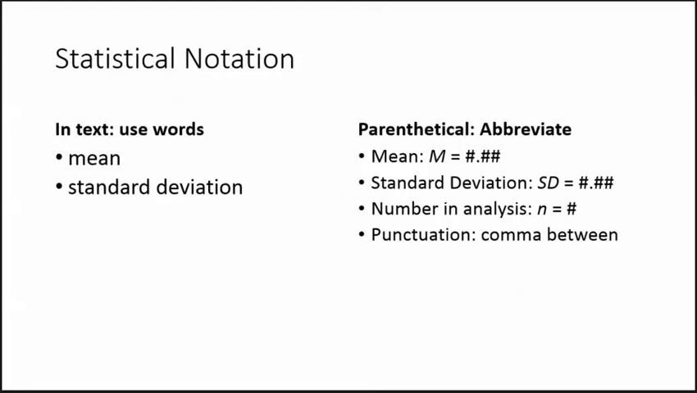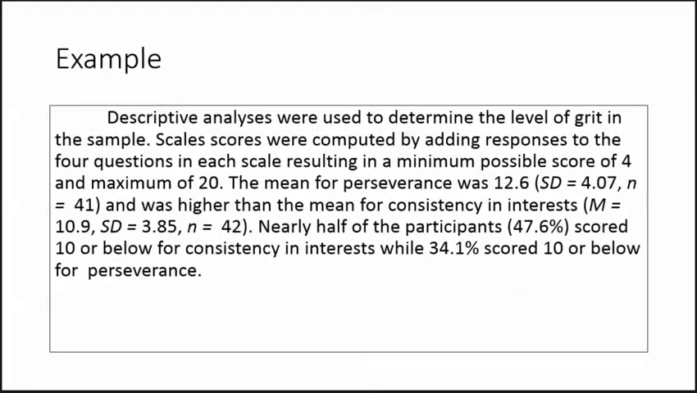In that case, we abbreviate the statistics and italicize the abbreviation. So we use an italicized M for mean and an italicized SD for standard deviation. We typically provide the number of participants in parentheses rather than as part of the text, and we use an italicized N to note that. When we have more than one statistic, we use one set of parentheses with a comma between. Please pause the video to review this example.